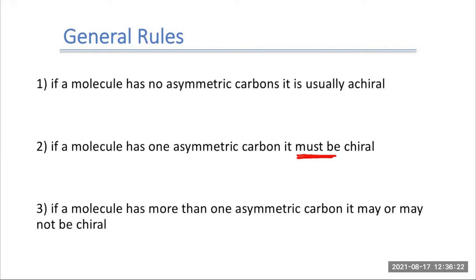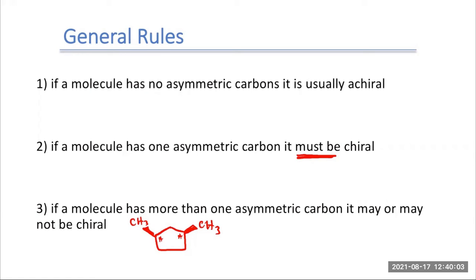Number three, if it has more than one asymmetric carbon, the entire molecule may or may not be chiral. Confusing, right? If we have more than one, sometimes you can still have what we call a mirror plane through the molecule. So let's say if we look at our compound here, we have two CH3 groups. So you can see each one of these is a chiral center.